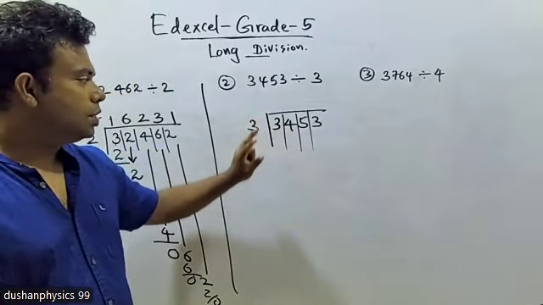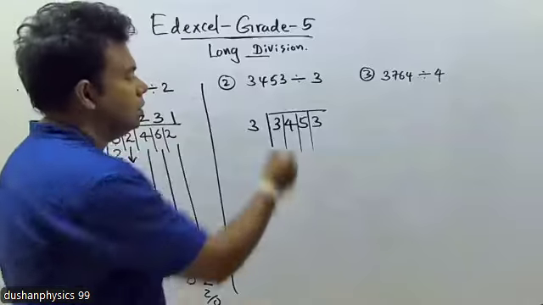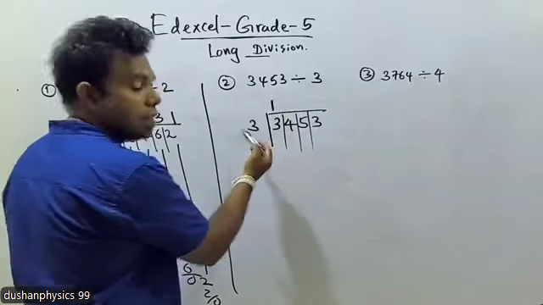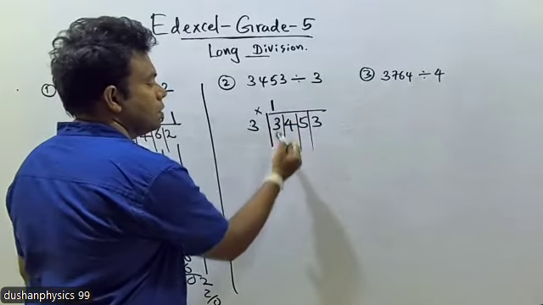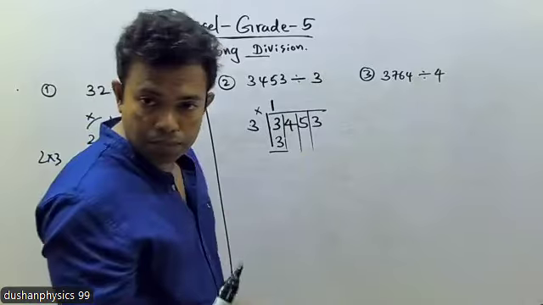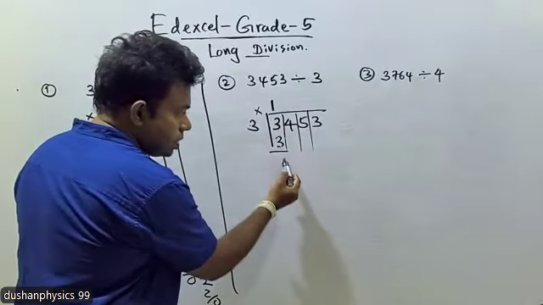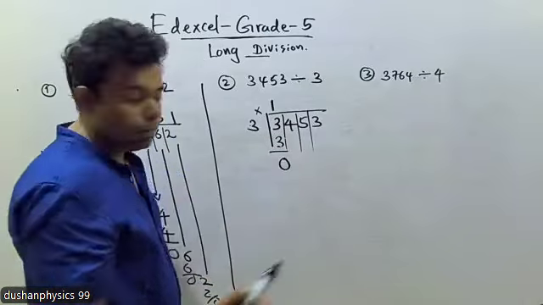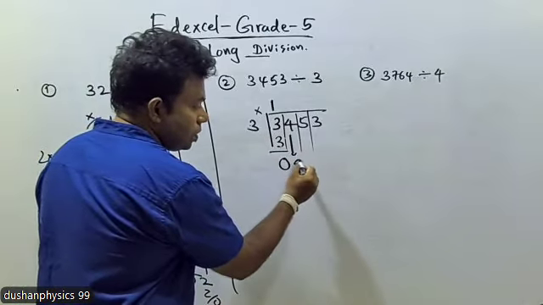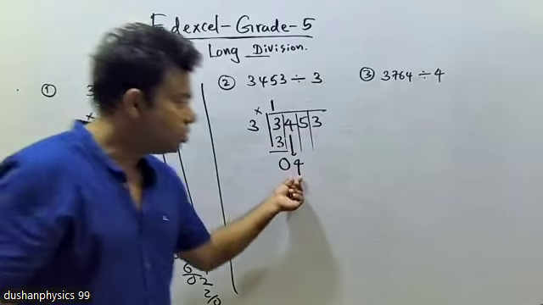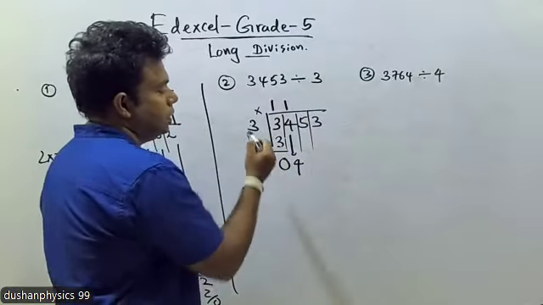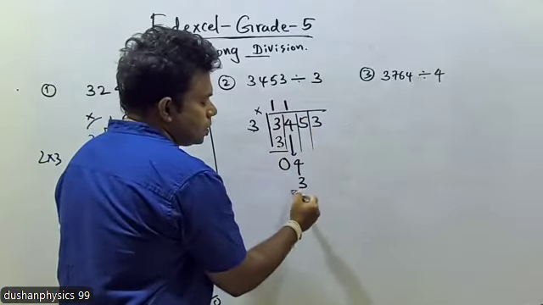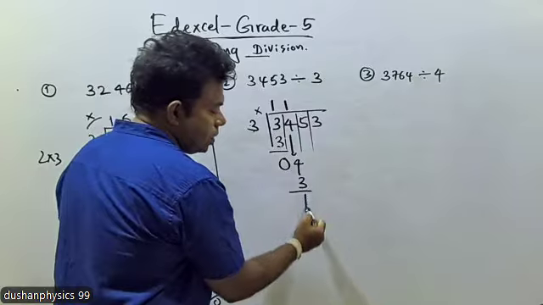Let's come to the 3. How many 3's are there? 1 here. Then what is the next step? You have to multiply: 3 times 1, 3. Then subtract: 3 minus 3, 0. What is the next step? Get the next number over here, 4. Tell me, in 4, how many 3's are there? There's one. 3 times 1, 3. Then subtract, 1 over here.